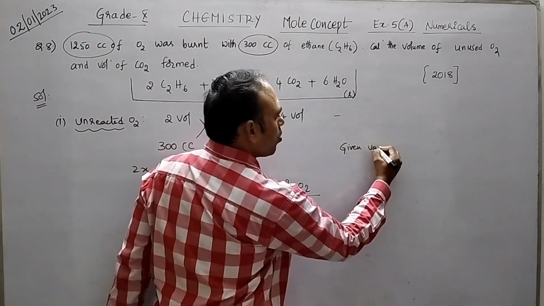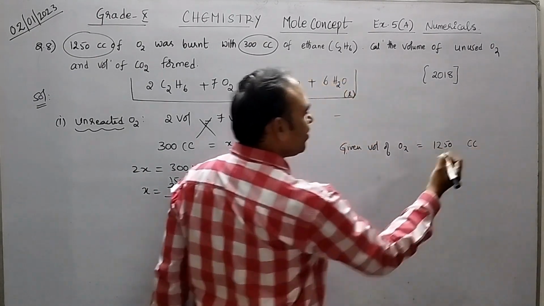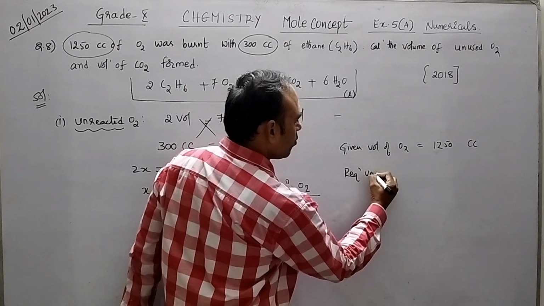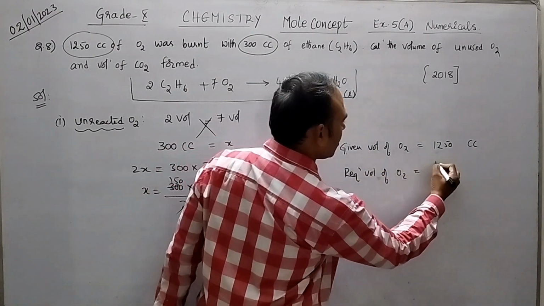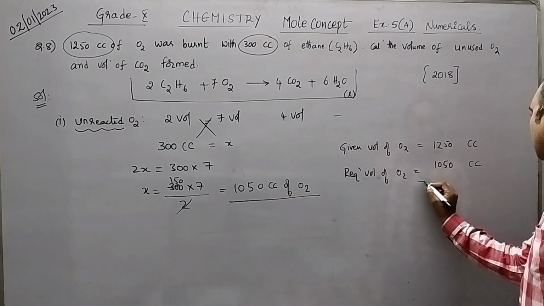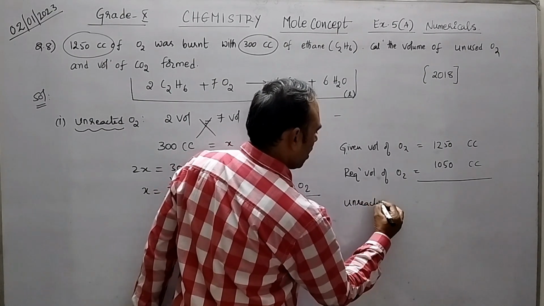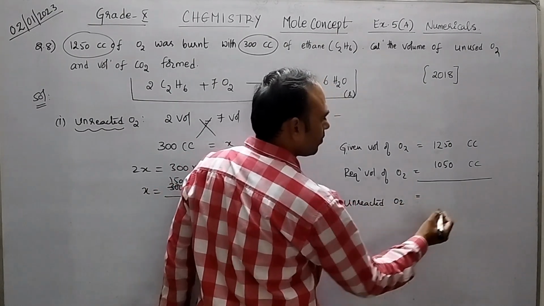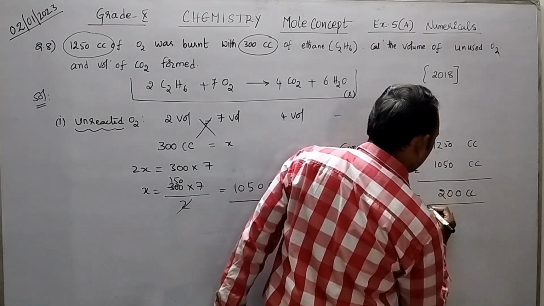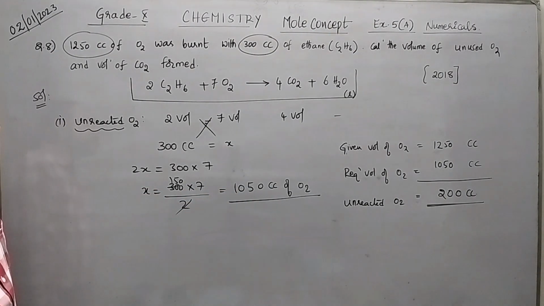Let us take it like this. Given volume of oxygen is 1250 cc. How much is required? Required volume of oxygen is 1050 cc. Therefore, unreacted oxygen is 200 centimeter cube of oxygen remains unreacted. So hope you have understood this.